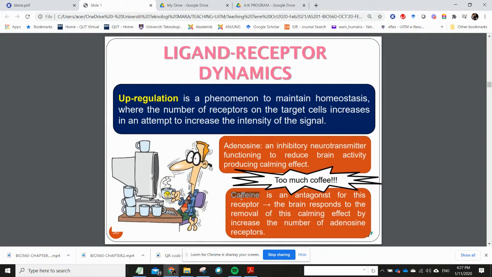signal. The normal situation is we feel sleepy at night, because adenosine binds to the receptor. Let's say we put some values there, like we have 50 receptors for adenosine. Adenosine binds to the adenosine receptor and causes sleepiness or a calming effect. But we have to do some work. We have to stay up, right? So we drink coffee. Caffeine will bind to the adenosine receptor. It will remove the calming effect, so we feel awake.